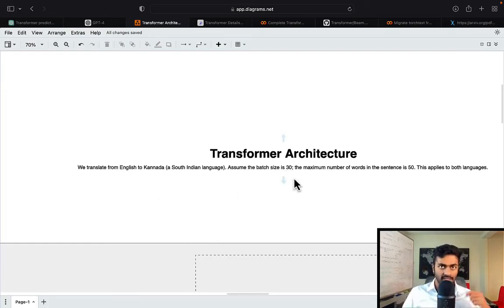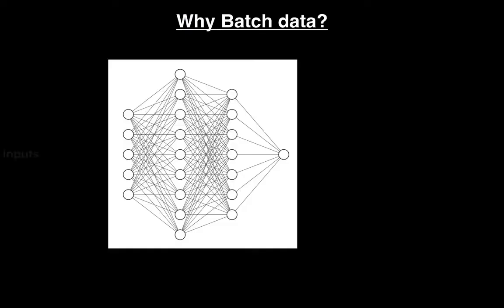The batch size means that we are passing in 30 sentences at once through the network in order to update the weights of the entire network once. And the maximum number of words that a sentence can possibly have is 50. This applies to both languages to keep it simple and consistent when we're seeing the diagram. I mentioned we have a batch size of 30, but why are we batching?